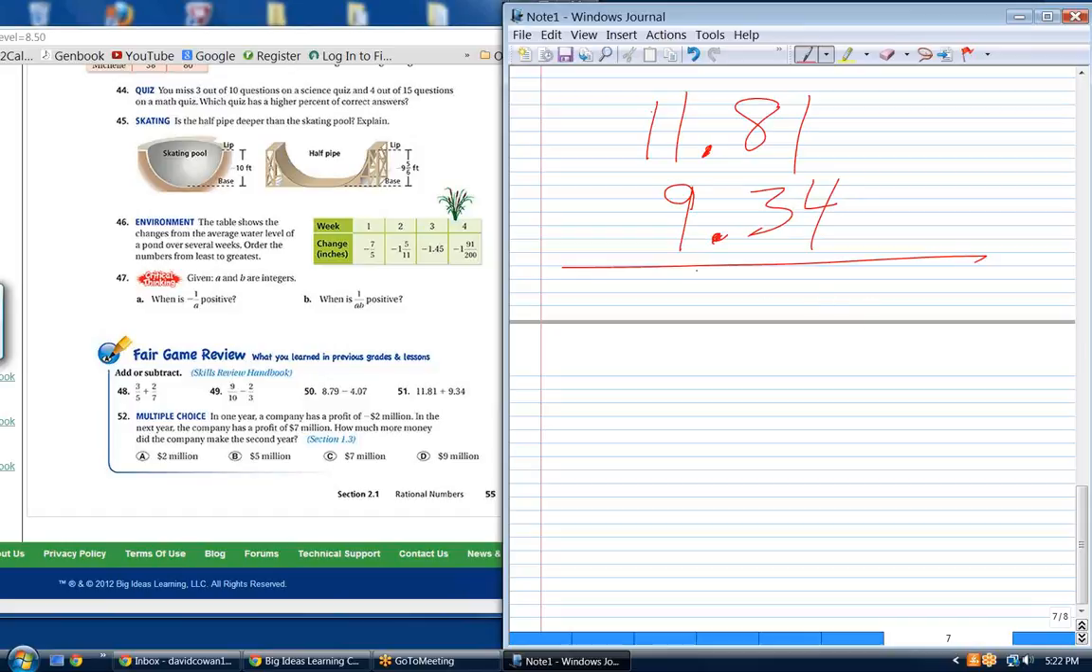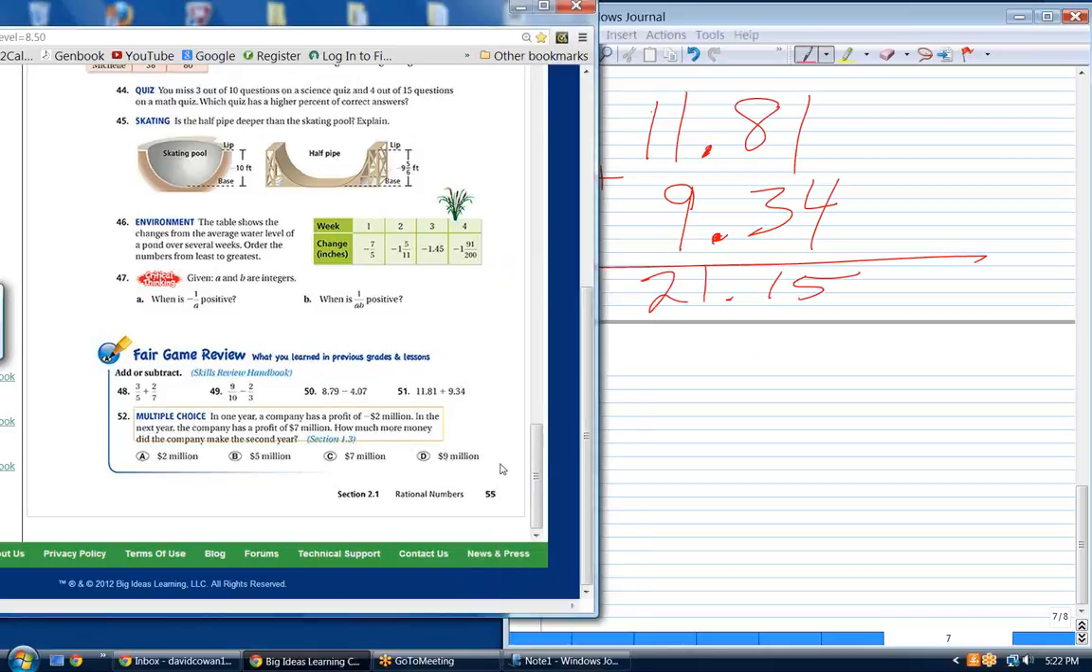So what's this equal to? Adding? What's that? 21.15. Good. Okay, and then 52 is the last one?